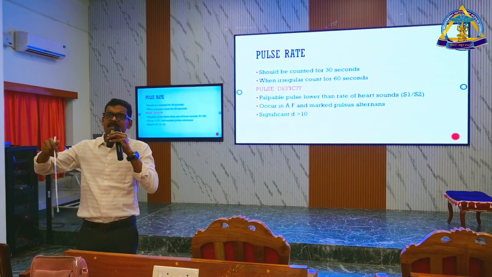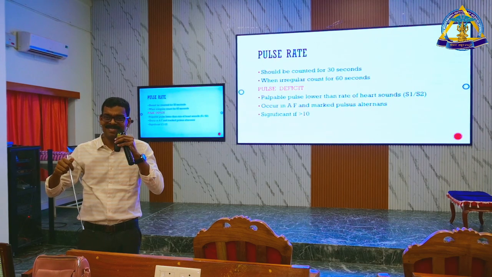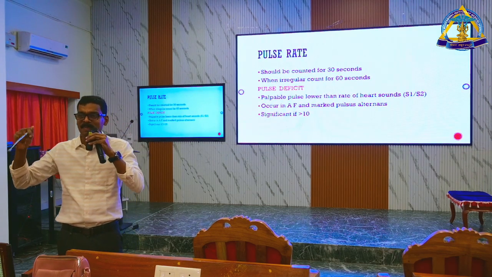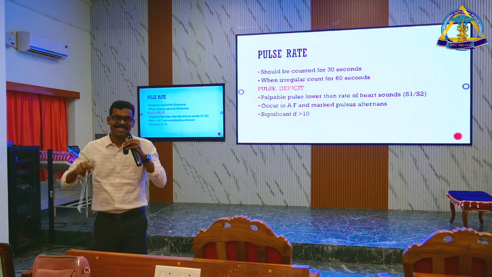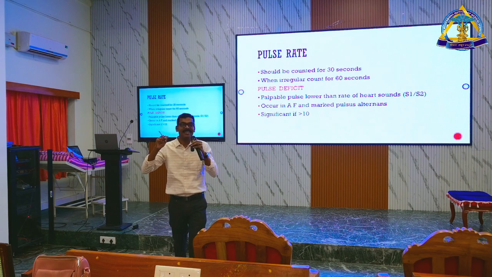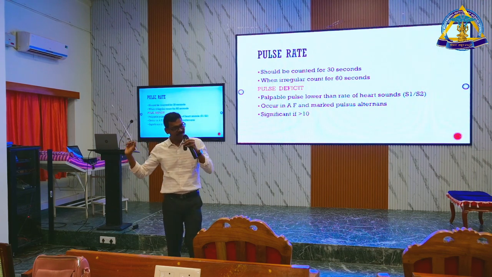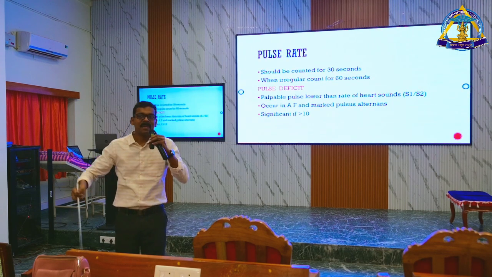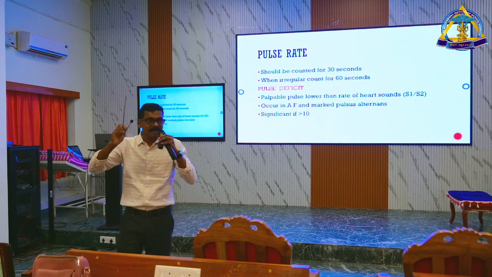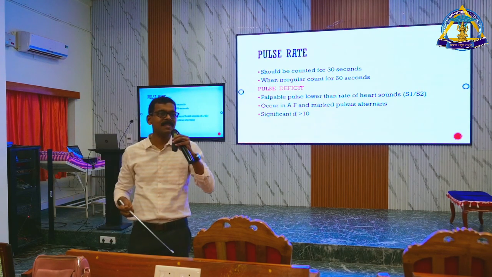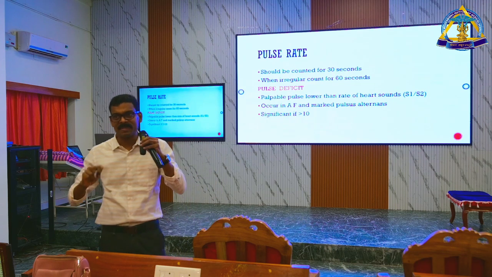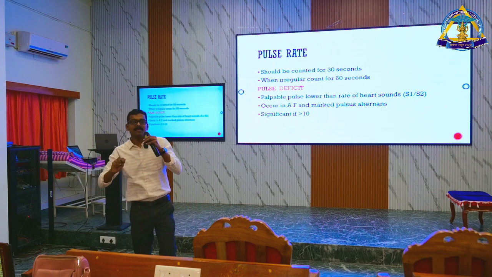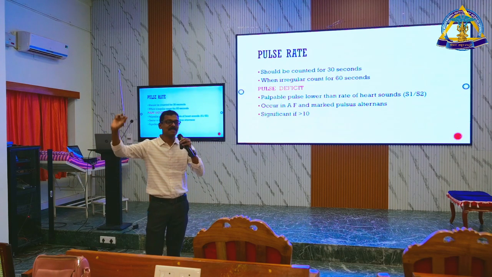You count the pulse, say 70 per minute. You count the heart rate, say 100 per minute. There's a difference. 100 minus 70 is 30. Up to 10 is okay. Up to 10 LV contractions may not produce a pulse. But if you have more than 10 contractions not producing a pulse, it is called a pulse deficit, or apex pulse deficit. And it is seen in atrial fibrillation.